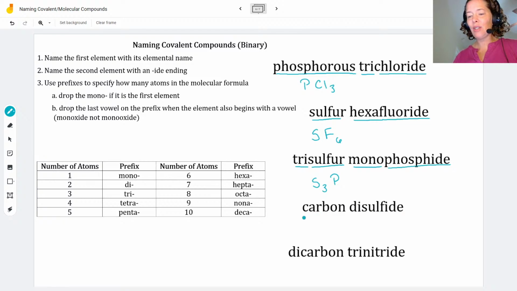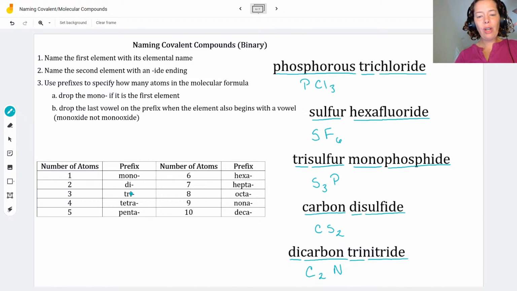Okay, carbon disulfide. Carbon is C. Again, I have clearly dropped the mono because it is the first element, so I only have 1 carbon atom. Disulfide, sulfide is S. Di, my prefixes, means I have 2 atoms. That is CS2. Okay, my last example, dicarbon trinitride. Carbon is C. Di is 2. Trinitride. Nitride comes from nitrogen. Tri, you can see right here, is 3.